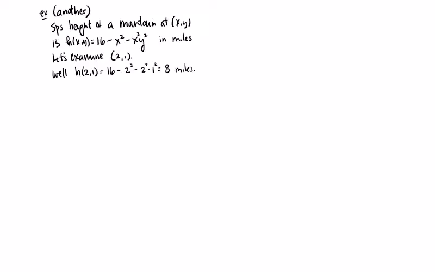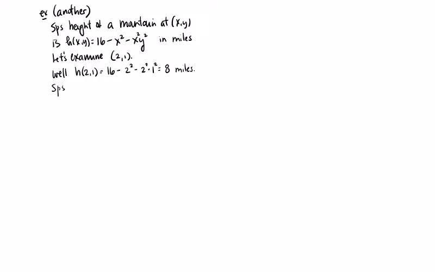Now it's going to give some weird units, but let's just assume x and y and h are all in miles, and we'll explain the units as we go. So the height at 2, 1 is 8 miles high. So we go, okay, that's great. Now, suppose we're at 2, 1 and we go in a certain direction.